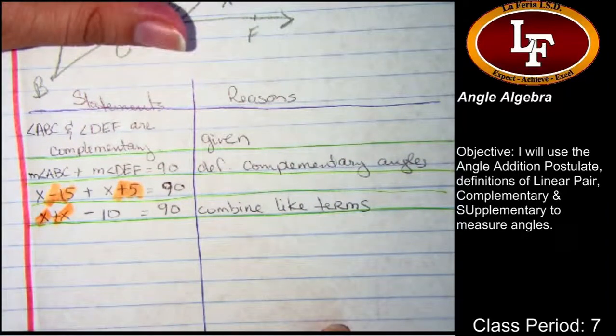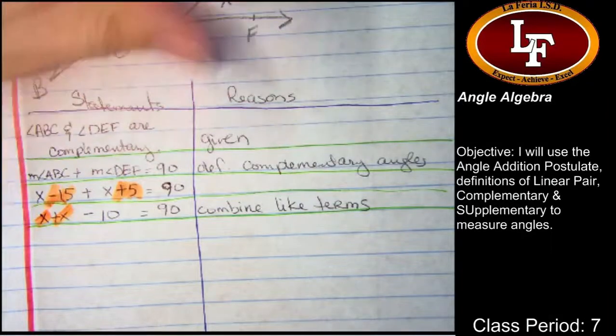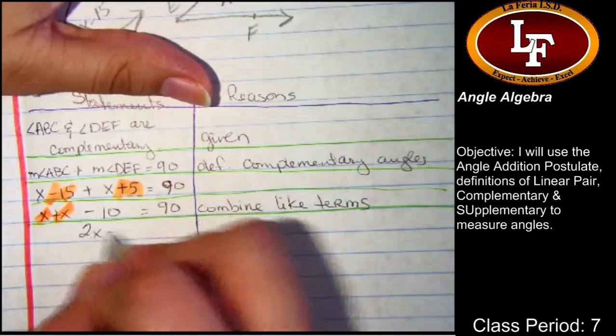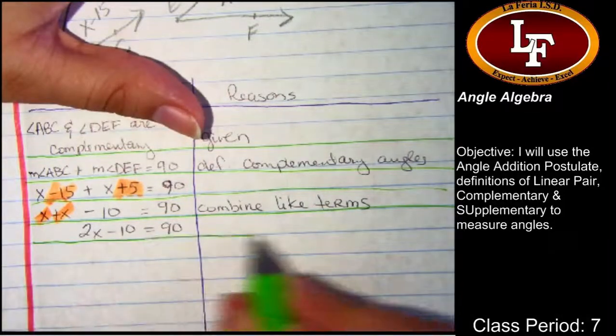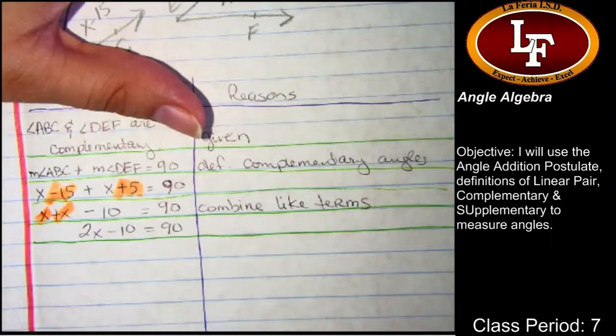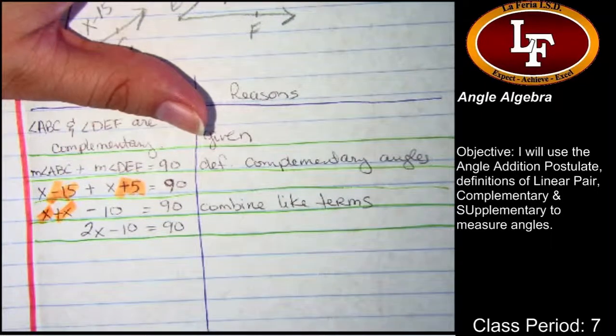So I have an X and an X that I'm adding together. How many X's do I have total? 2. So 2X minus 10 equals 90. Now what? Now what? We're gonna subtract, no, add, I'm going to add? I think. I'm going to add what?